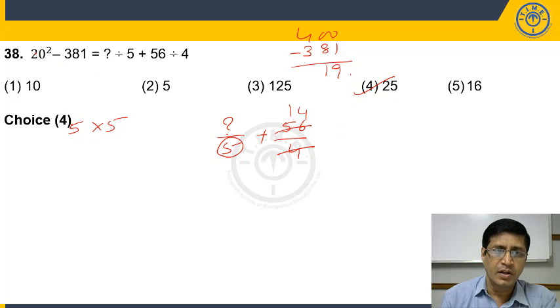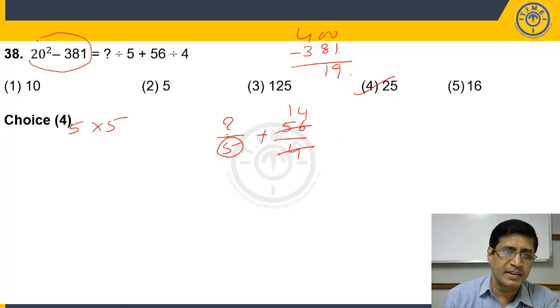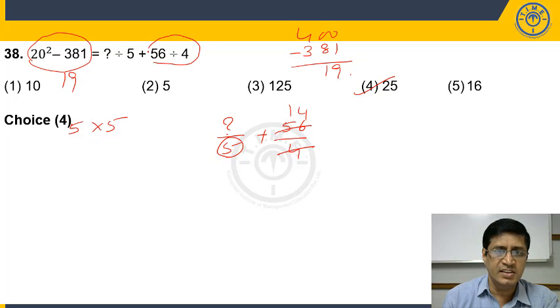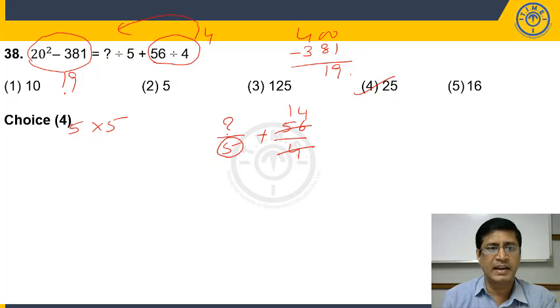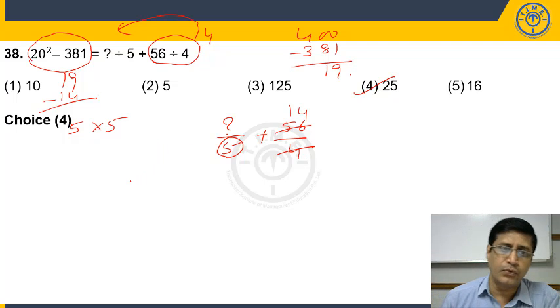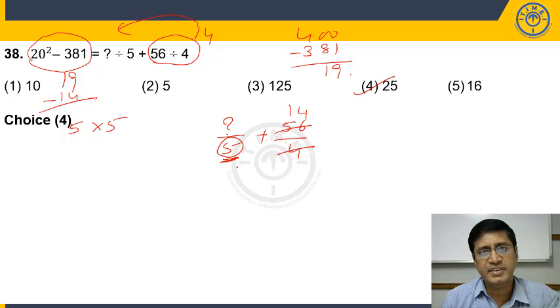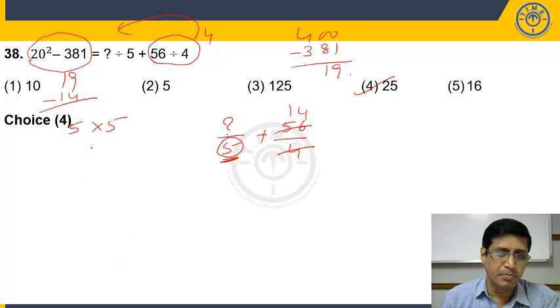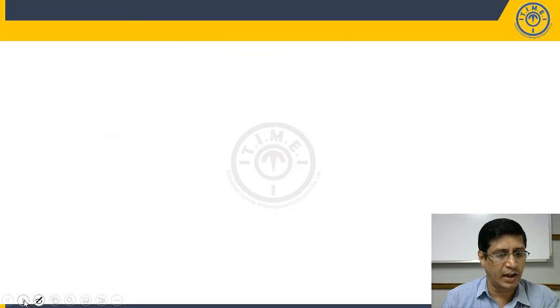What is the discussion? The value of 20 square minus 381, it is 19. The value of this is 14. When you take 14 to the other side, it becomes minus 14. Subtract 14 from 19, it will give 5. Whereas here, one more 5 is there in the denominator on the right hand side. So just simplify, the value of question mark is equal to 25.